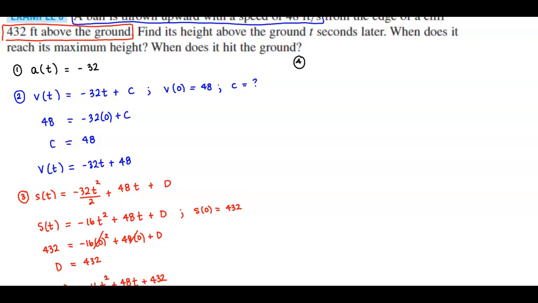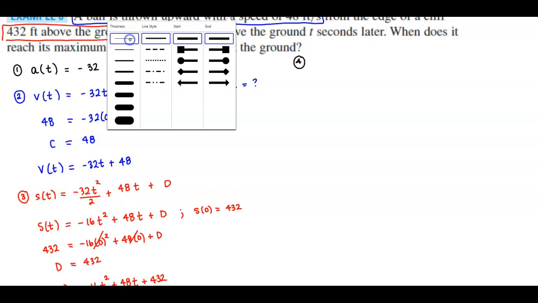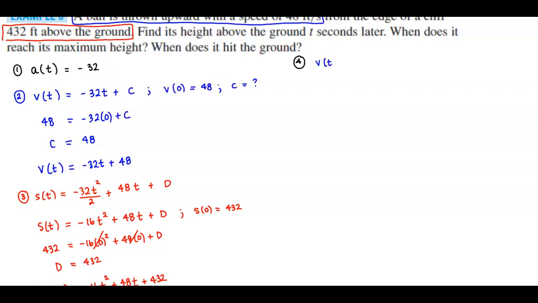In order for it to reach its maximum height, we need to let the velocity function, v of t, equal 0, and then solve for the value of t. Well, what is v of t? We know that it's negative 32t plus 48, and we set that equal to 0. Solving for t, we get negative 32t equal to negative 48. Divide both sides by negative 32 and simplify, and we get 1.5. So at t equal to 1.5 seconds is the maximum height.